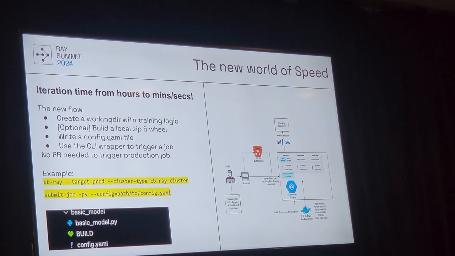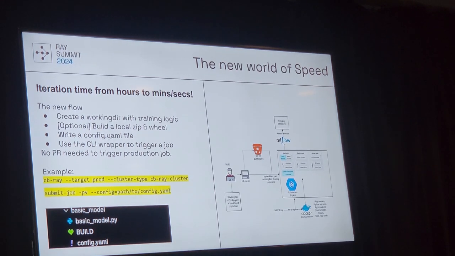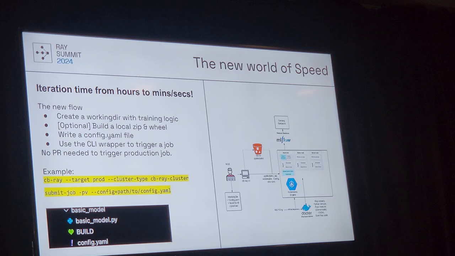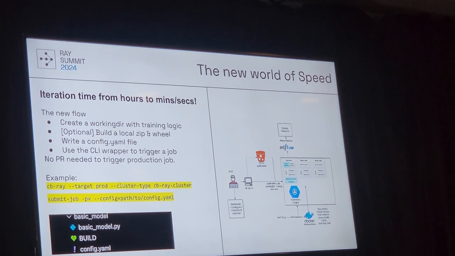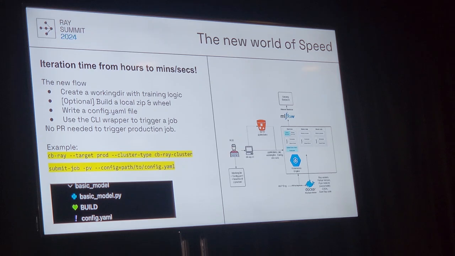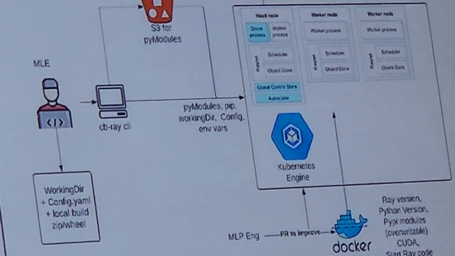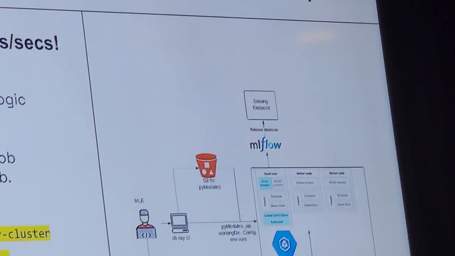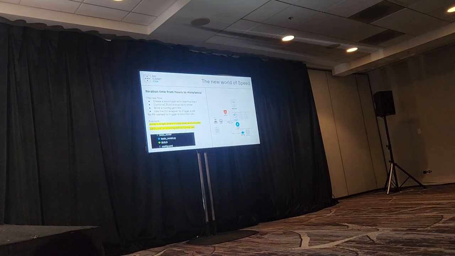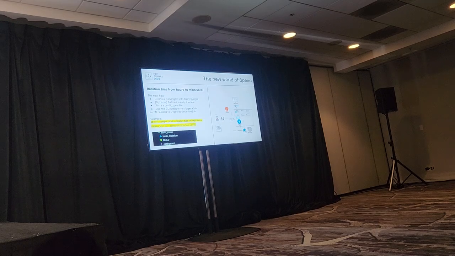If you're seeing the screenshot, you can call it basic ML, basic model.py, right? We let you build some local zip files or wheel files, and then we let you write a config YAML file. Using our internal CLI wrapper, we can trigger the job using this information. Very simple. Let me give you an example of how we do this.